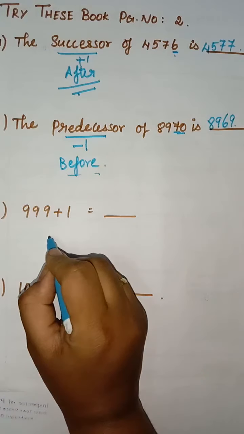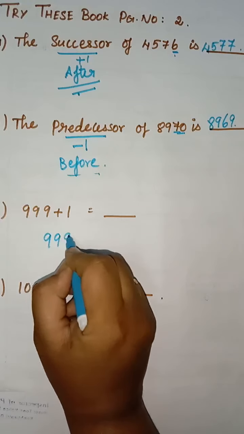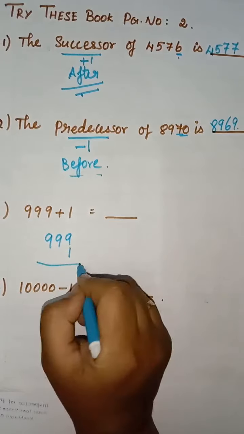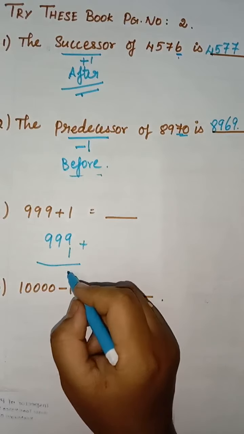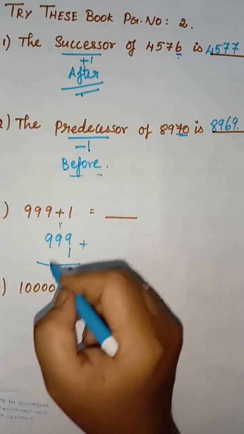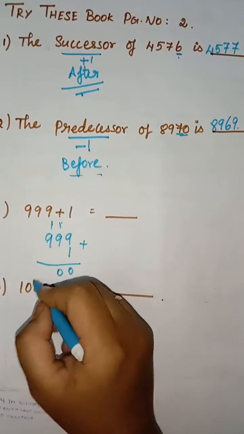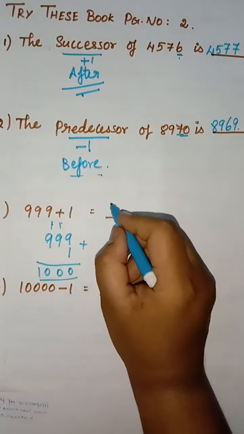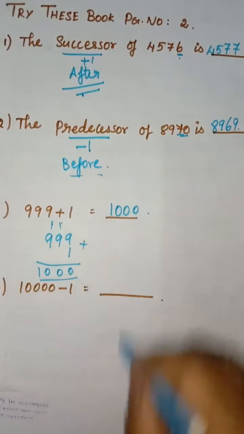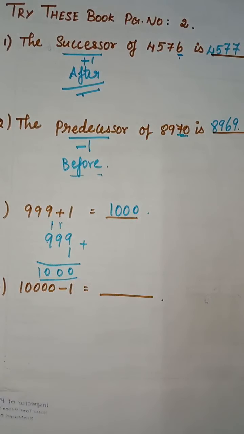So we can add it and see. Yes, we are going to add. So 9 plus 1, 10, carry 1. 9 plus 1, 10, carry 1. 9 plus 1, 10. So your answer will be 1000. Clear? Can you understand it?